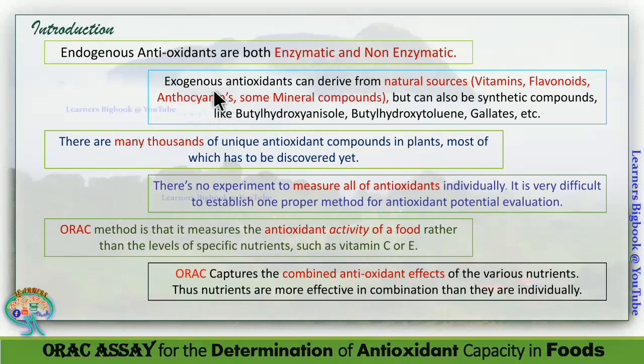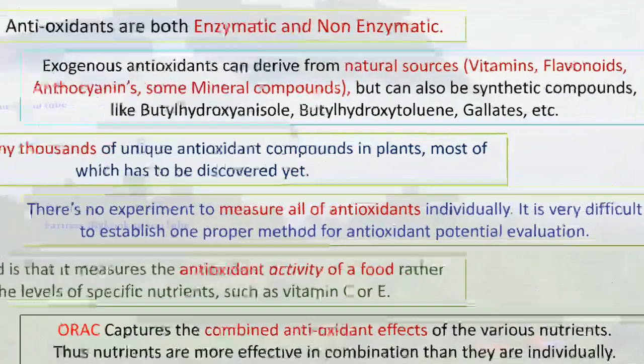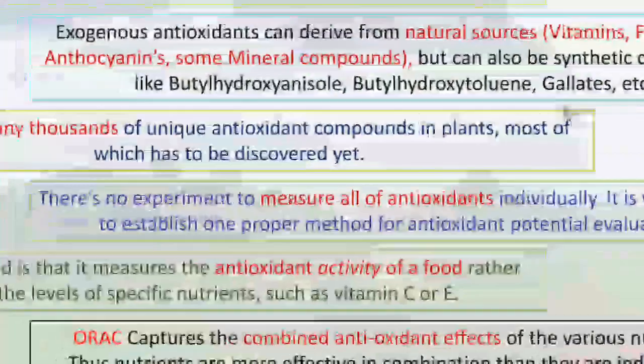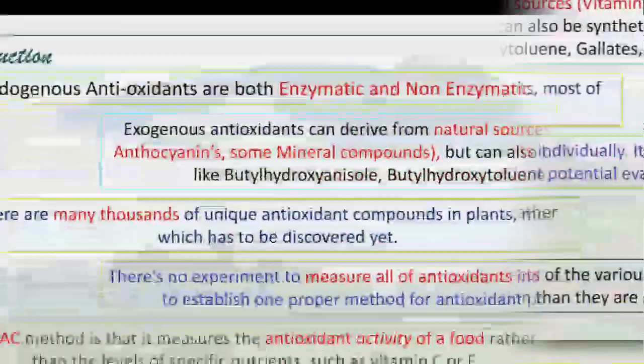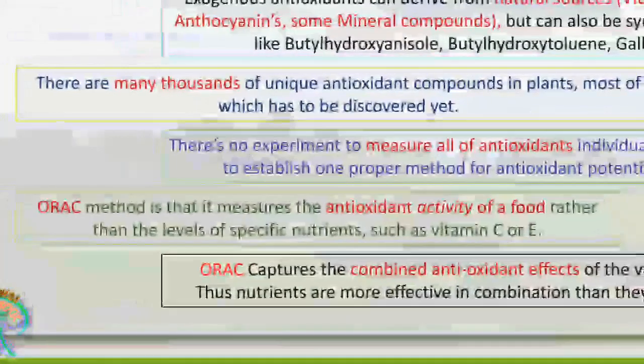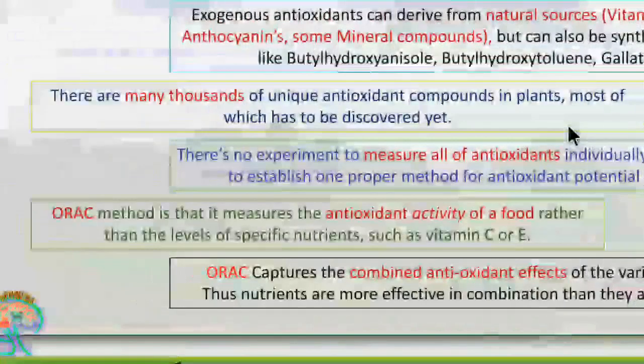Now, exogenous antioxidants can derive from natural sources like vitamins, flavonoids, anthocyanins and some mineral compounds, but can also be synthetic compounds like butylated hydroxyanisole, butylated hydroxytoluene, gallates, etc. Whatever we have discussed till now is regarding the antioxidants that have been discovered.